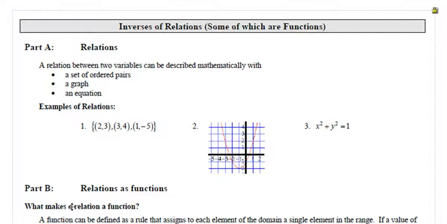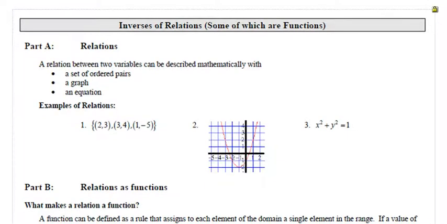Okay, so relation. Relations between variables can be described mathematically in a number of ways: a set of ordered pairs, a table of values, a graph, an equation. Here are some relations. Some of these relations are functions. What makes a relation a function? You don't have to answer because it's right here.